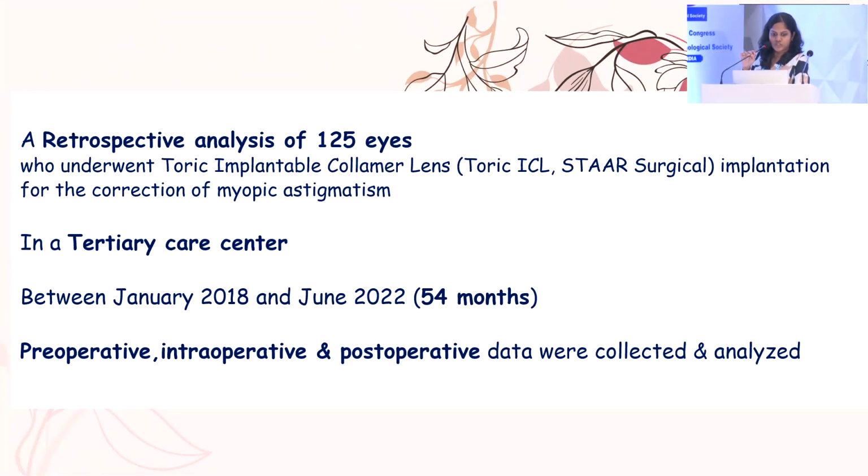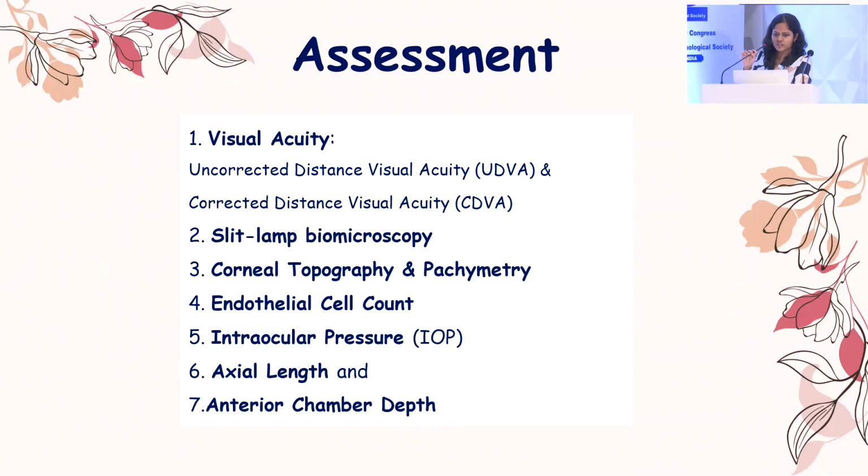Methodology. It was a retrospective analysis of 125 eyes that underwent toric ICL implantation for correction of myopic astigmatism in a tertiary care center. Preoperative, intraoperative and postoperative data were collected and analyzed. The following assessments were done in all the patients: visual acuity, slit lamp examination, corneal topography, pachymetry, endothelial cell count, intraocular pressure, axial length and anterior chamber depth.